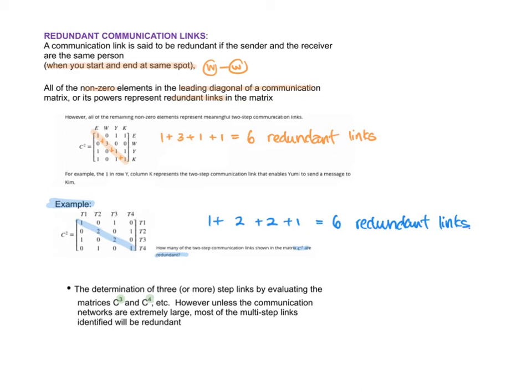We ended up with 3 redundant between Wong and Wong. So the more steps you do, you end up getting a lot more redundant because it's just going back to the same person. Unless it's a really large communication, and you're probably not going to get them in your exam.